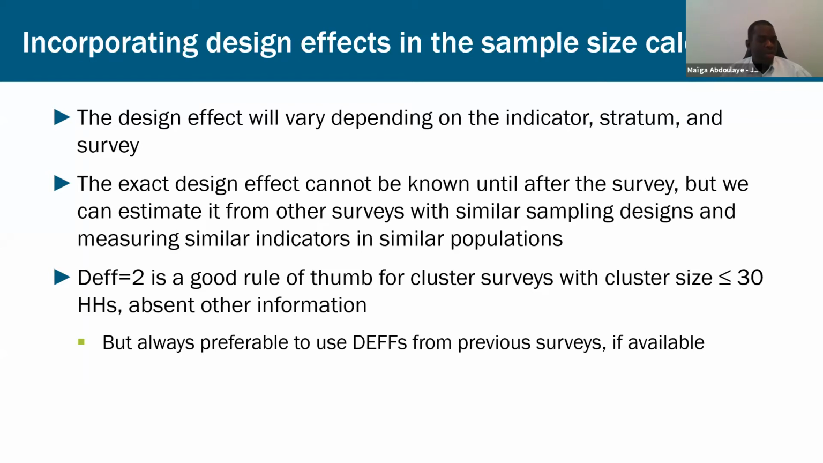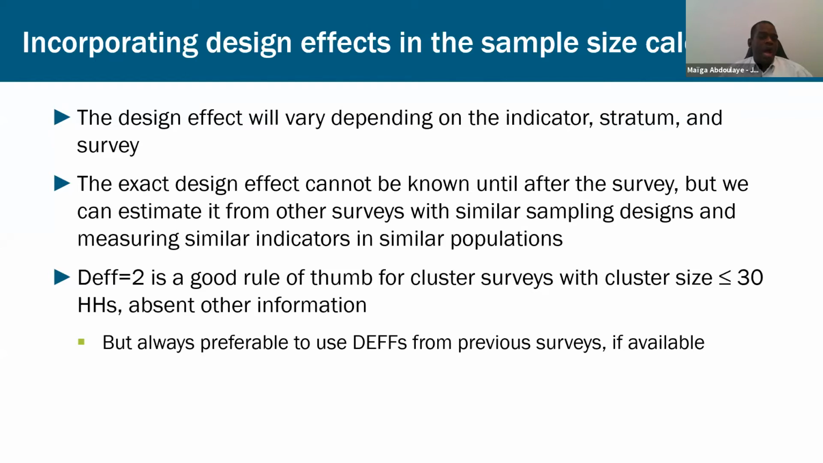There is a way of using some design effect or other input from other surveys, but there are also some requirements we need to try to meet. That means a similar sampling design, similar indicator measurement, and also similar populations, to be able to use them for our study.